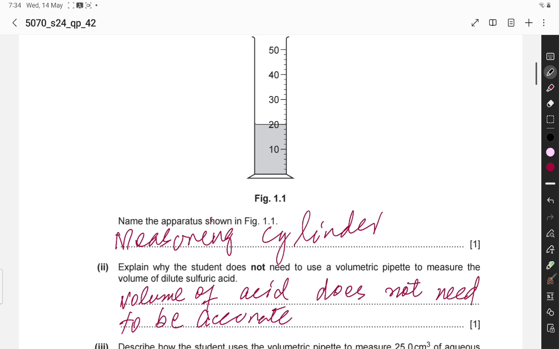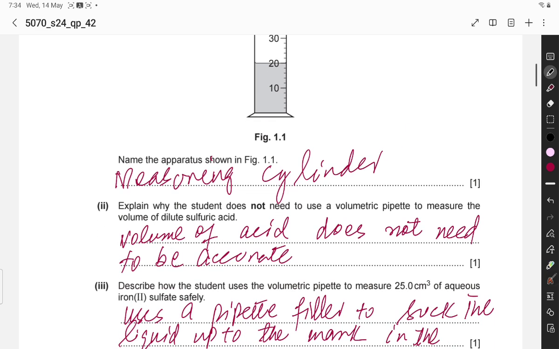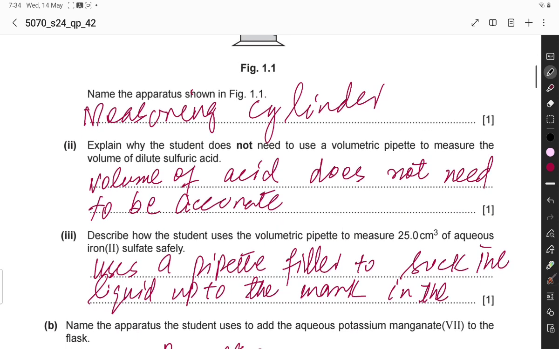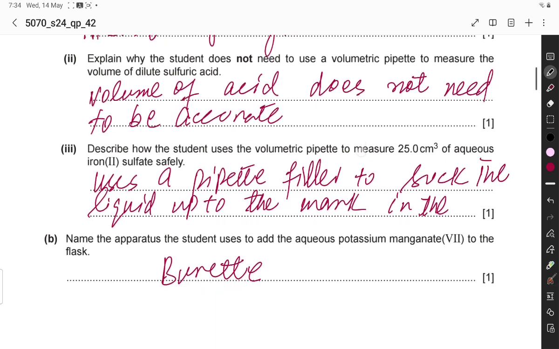The name of the apparatus is a measuring cylinder. Explain why the student does not need to use a volumetric pipette to measure the volume of dilute sulfuric acid. Because the volume of acid does not need to be accurate.